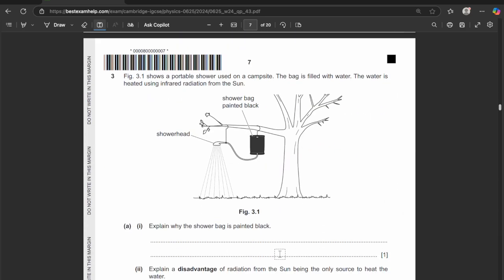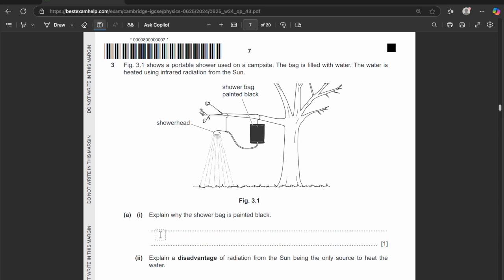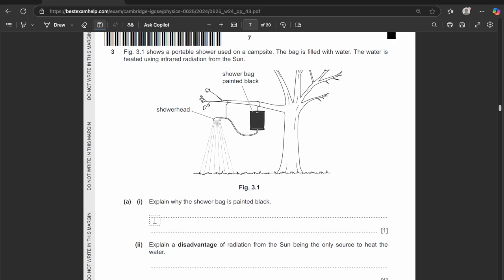So 3, figure 3.1 shows a portable shower used on a campsite. The bag is filled with water. The water is heated using infrared radiation from the sun. A1, explain why the shower bag is painted black. So black is a good absorber of radiation. So black color is a good absorber of radiation.